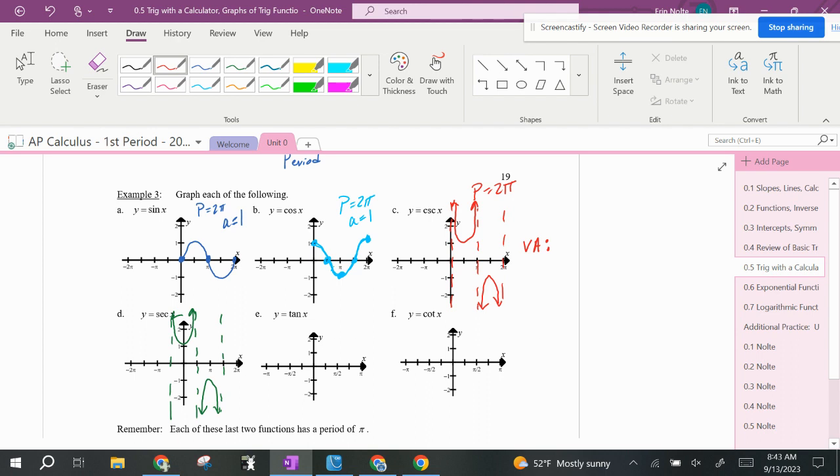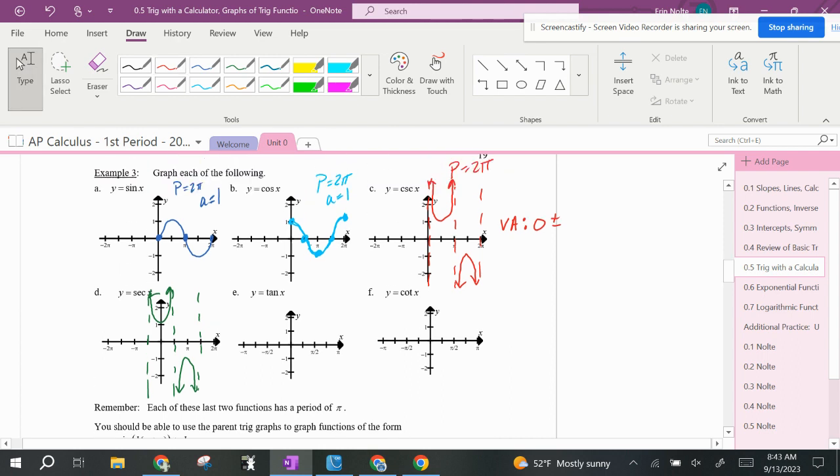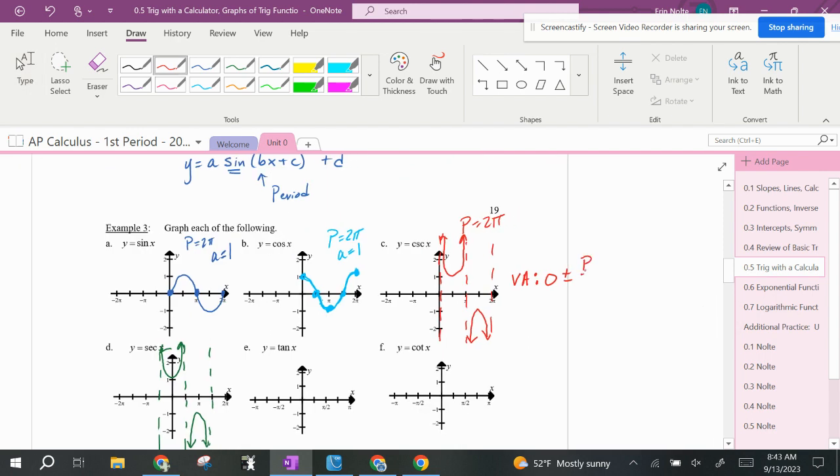The origin, unless it's a horizontal shift. Yeah, so it's going to start right at 0. Unless this function is shifted to the right or to the left, the first vertical asymptote will always go through 0. So the first one is always at 0, and then, if my period is 2 pi, the spacing is going to be whatever your period is divided by 2.